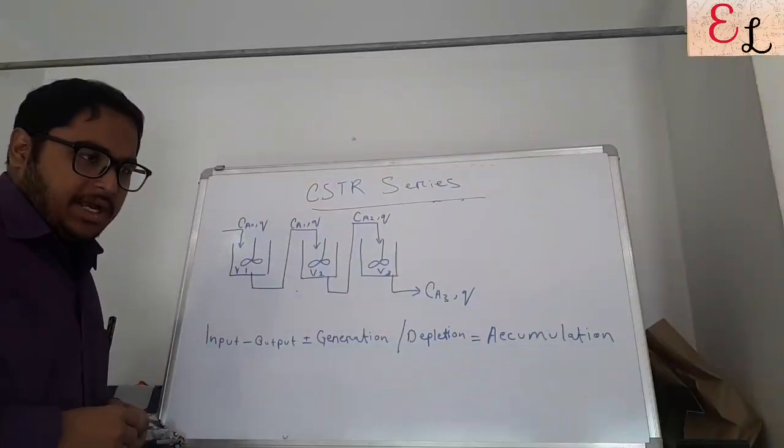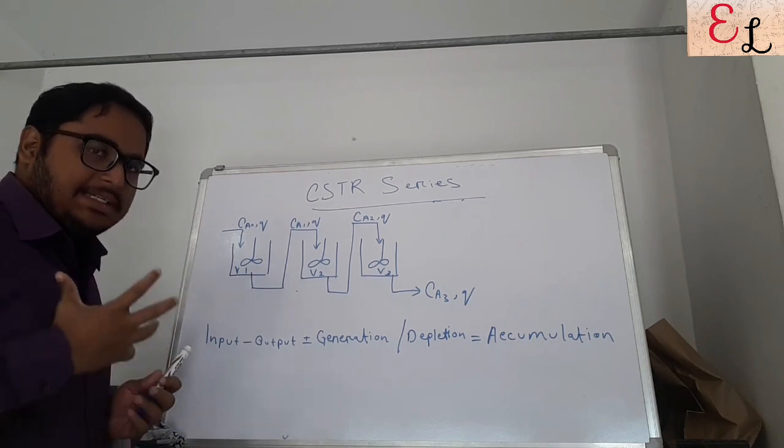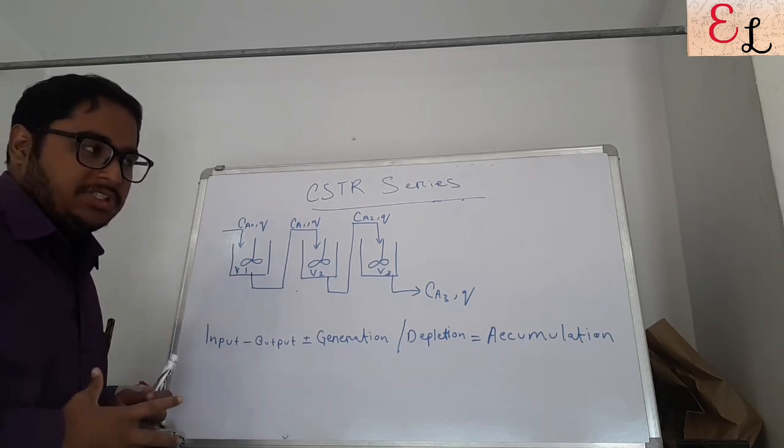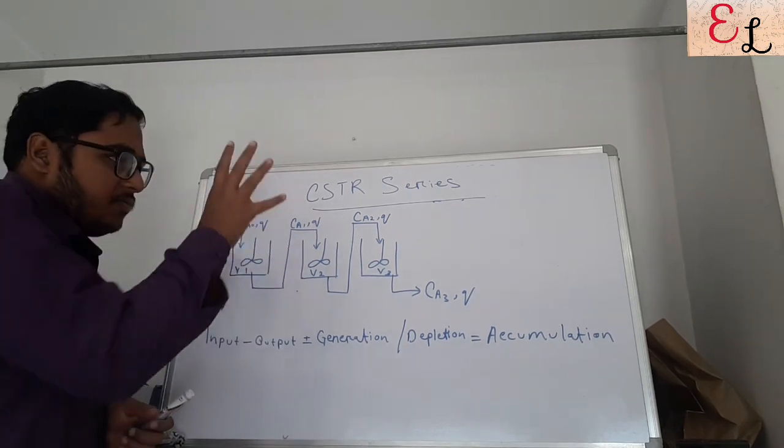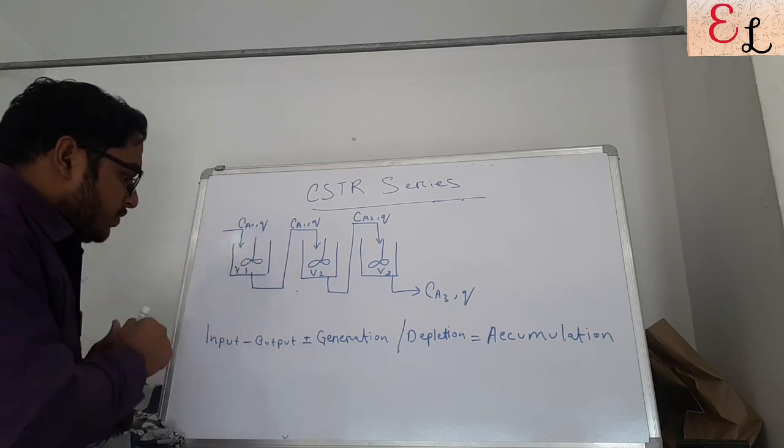So what is a continuous stirred-tank reactor? Any continuous reactor is something that has a steady state process. That is, there is no accumulation in the system. Whatever is going in is coming out of the system. But a reaction is taking place within the system.